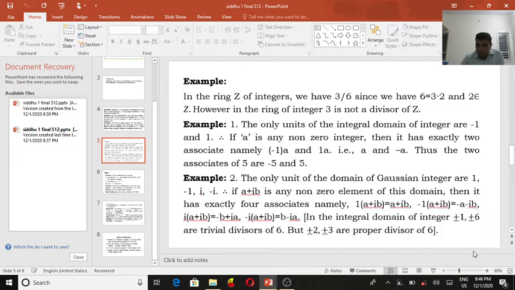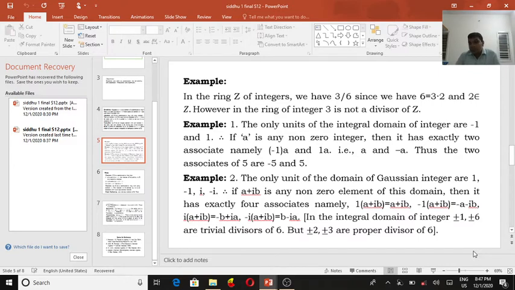Again, i times A plus iB is iA plus i squared B. What's i squared B? Minus B. So minus B plus iA. One more associate: minus i times A plus iB, which is minus iA minus i squared B. What's minus i squared B? Plus B. So B minus iA. So again this is one more.